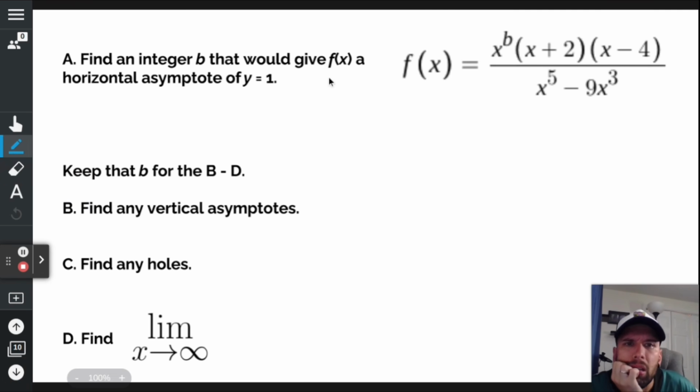Oof, gross. All right, so I have x to the b times x plus 2 times x minus 4. Find an integer b that would give f of x a horizontal asymptote of y equals 1. Okay, so we have to be careful here. Horizontal asymptotes live where your limit approaches infinity.